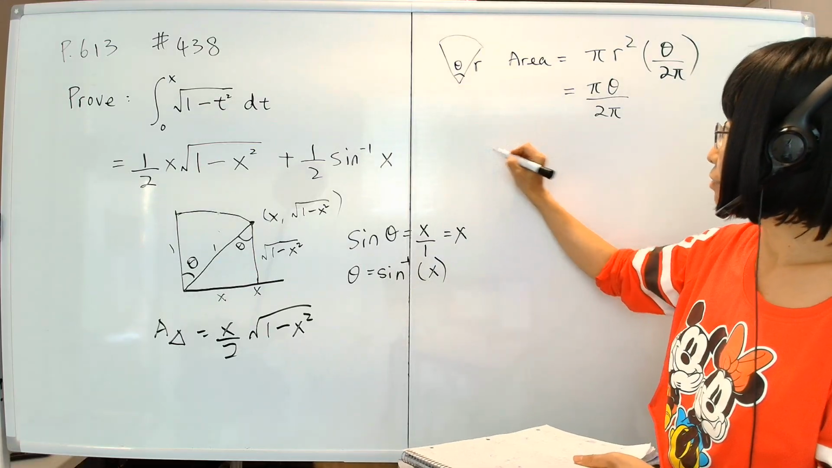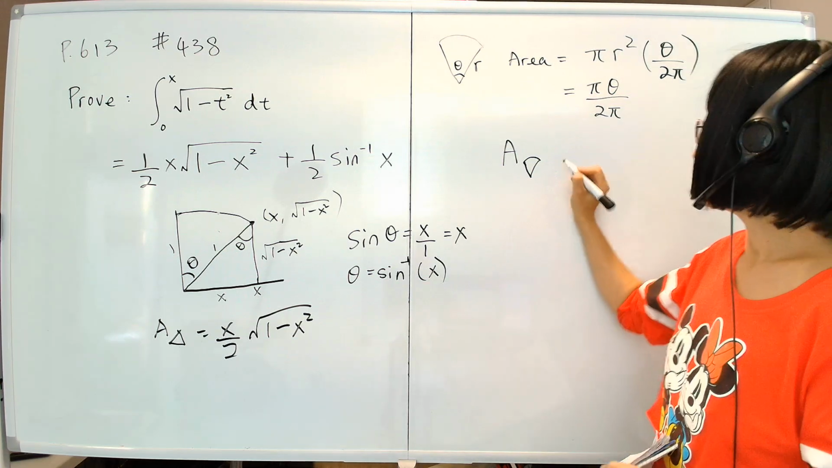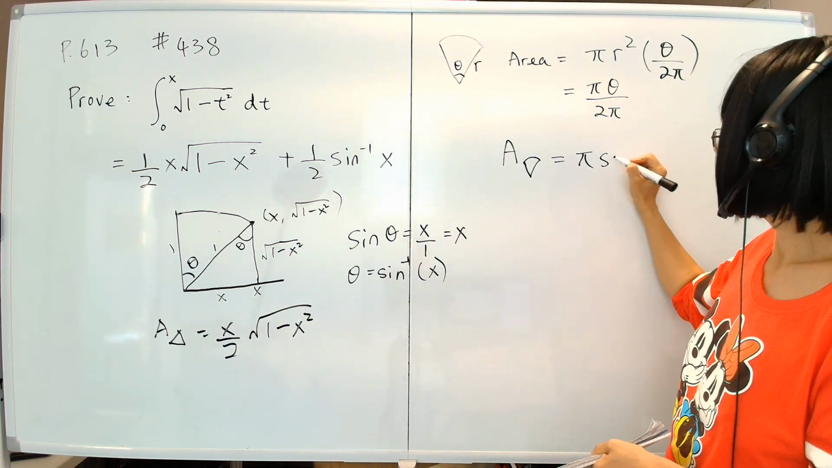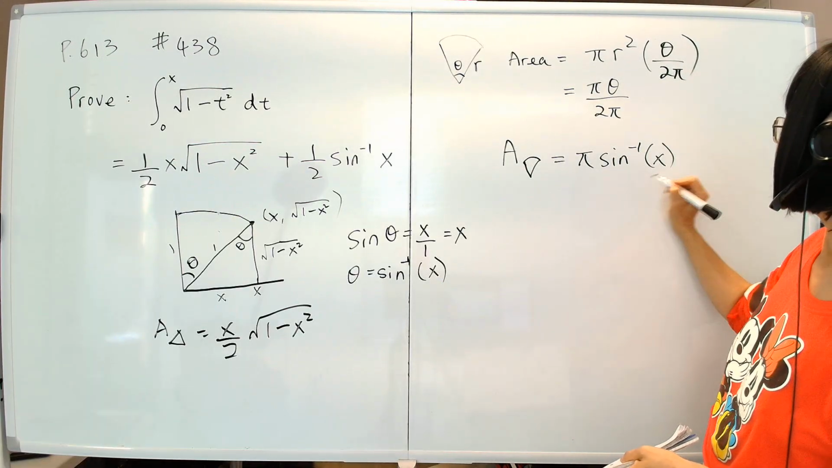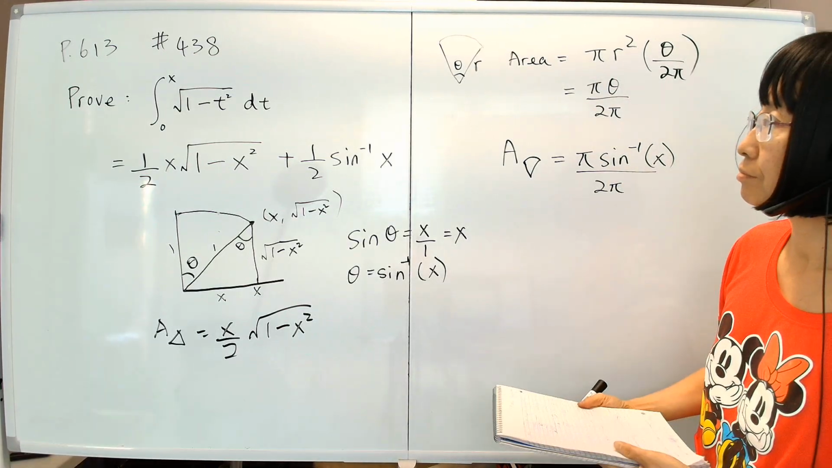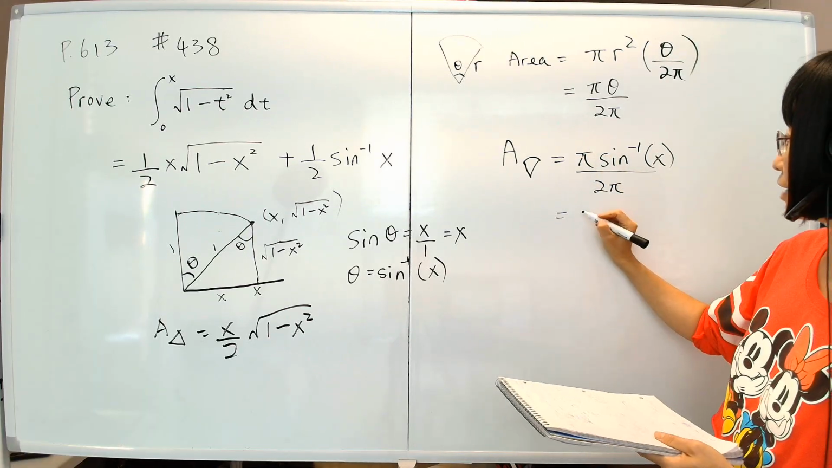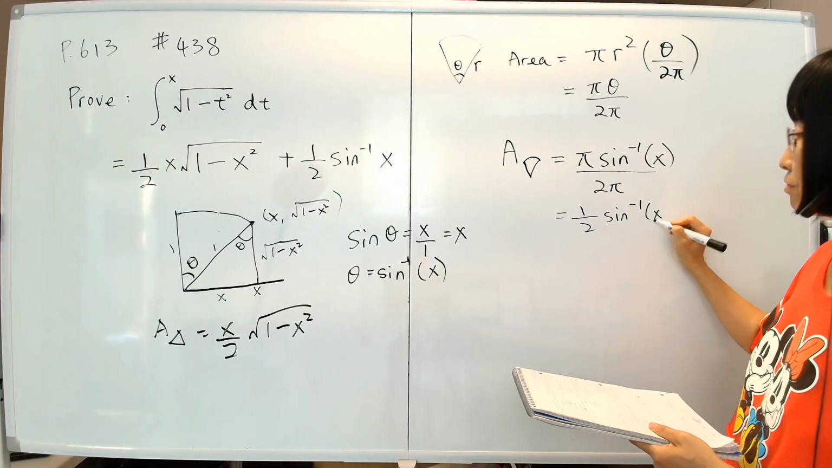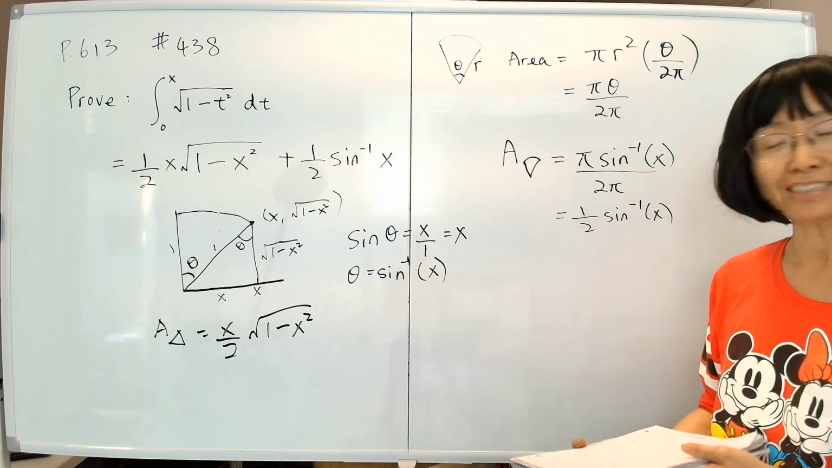So the area of our slice of pie equals pi times theta, which is inverse sine of x, divided by 2 pi. The pi's cancel out, so it becomes one half inverse sine of x, which is exactly that chunk right there. And so now we have finished the proof.